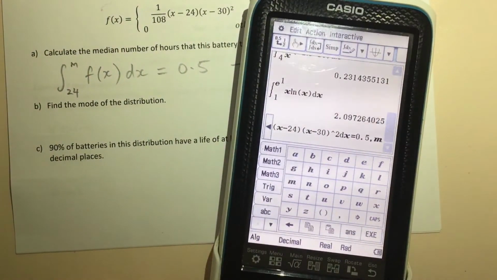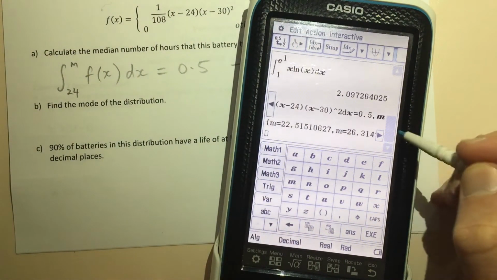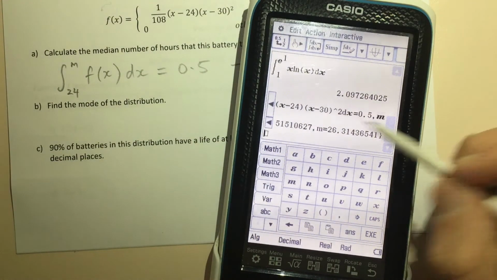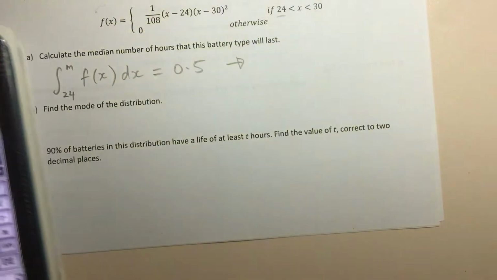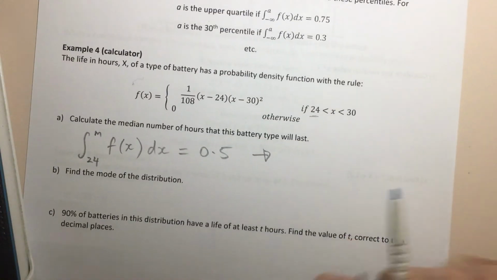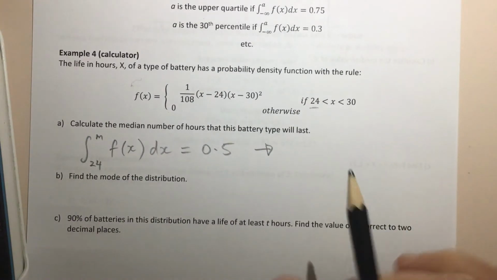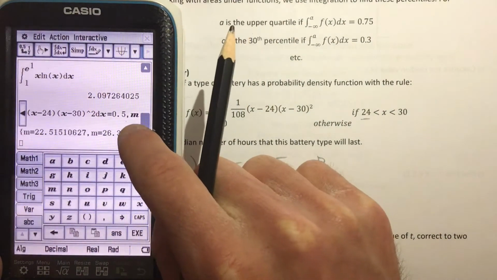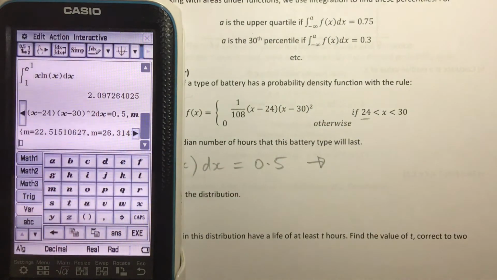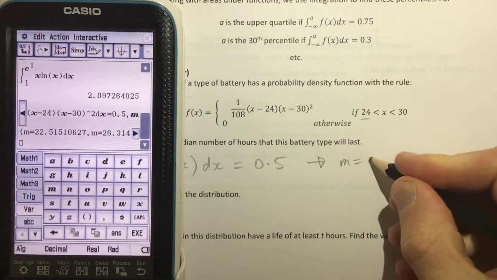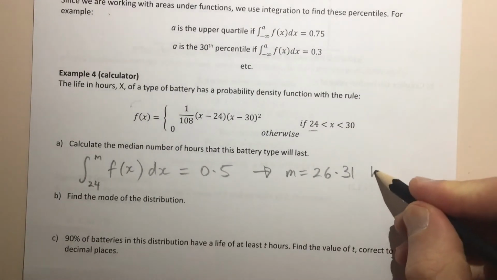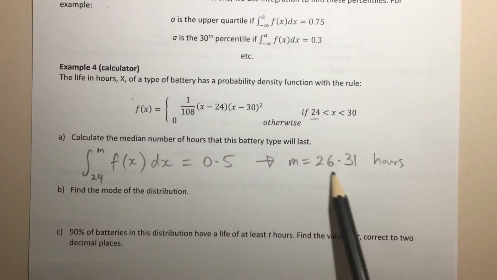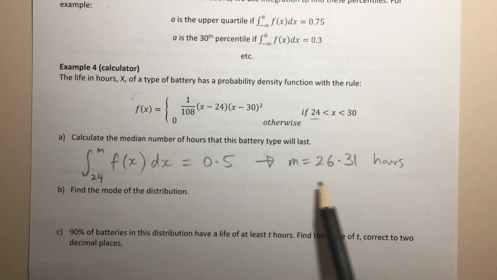And then hit OK. We get a couple of different values here: 22.5 and 26.3. Remember, we said based on the domain of the function that x had to be between 24 and 30. So we're going to ignore the 22.5, and our answer will be 26.314. It's probably a bad question because it didn't say what to round to, so let's just go to 2 decimal places and say that the median would be 26.31 hours. Essentially that's saying that 50% of these batteries will last longer than 26.31 hours and 50% of them will last less than 26.31 hours.